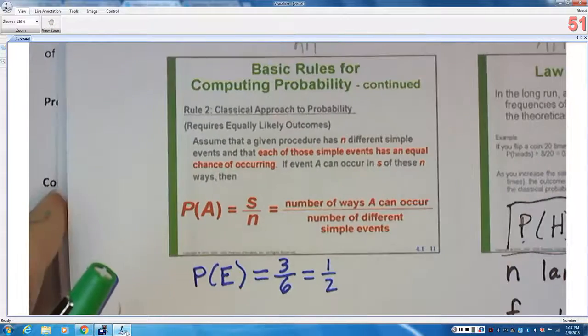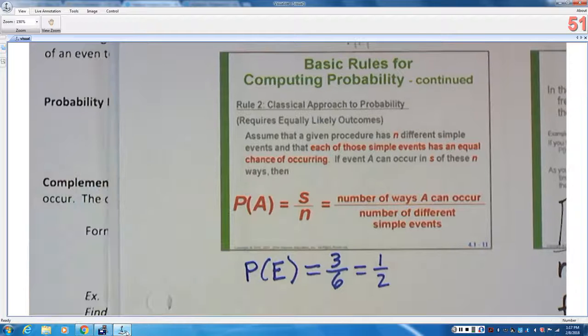I've already used this rule for finding probability. There are some basic rules for computing probability. The classical approach to probability, which I used when I was talking about the probability of flipping a coin and getting 1/2, requires equally likely outcomes. I did it with finding the probability of getting a 6 when you roll 2 six-sided dice, as long as you have the number of different simple events, n.